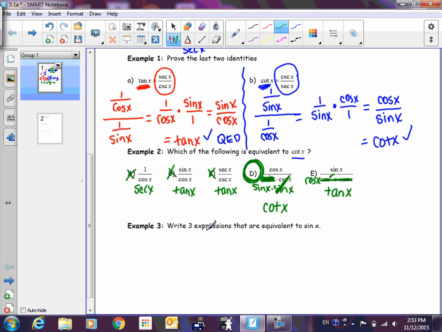All right, now we're going to write 3 expressions that are equivalent to sine. Okay, I want everybody to try to write 3, and you may come up with different ones. And you may have a hard time coming up with 3, but you should be able to come up with, for sure, 1, at least 2. So everybody try this one on their own.